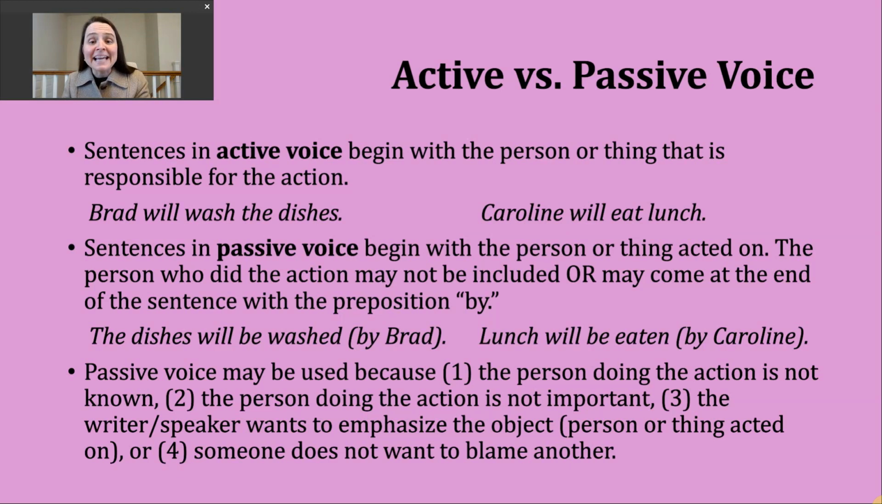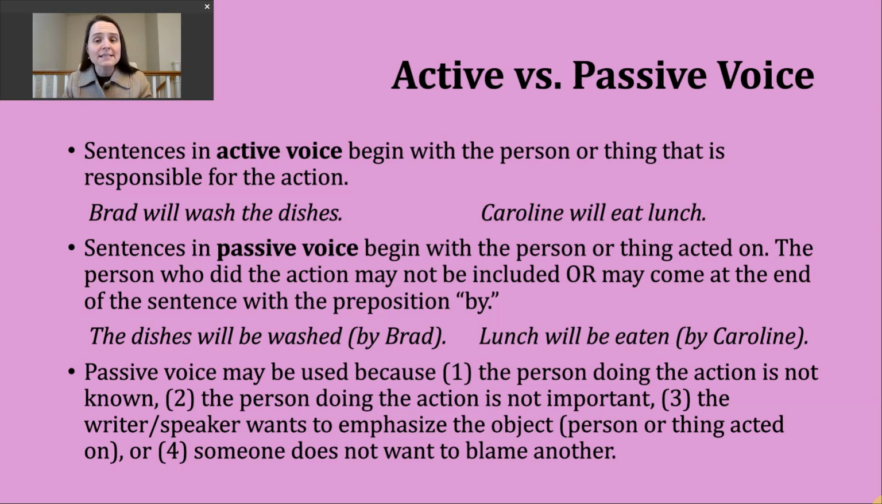These are going to begin with the object, or the person or thing that is acted on or that receives the action. In a passive voice sentence, the person who actually did the action, or who is responsible for the action, they may not even be included or mentioned. Or if they are included, they're going to come at the end of the sentence after the preposition by. So I can take my first two examples and I could say, the dishes will be washed, right? Or I could say the dishes will be washed by Brad. Okay? Those sentences are both in passive voice.